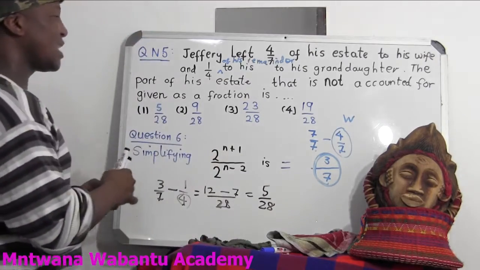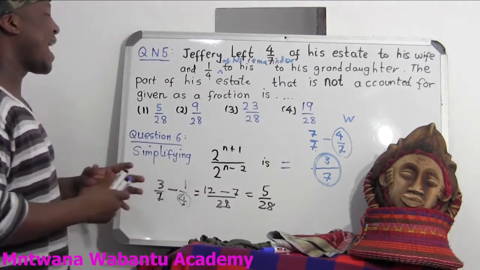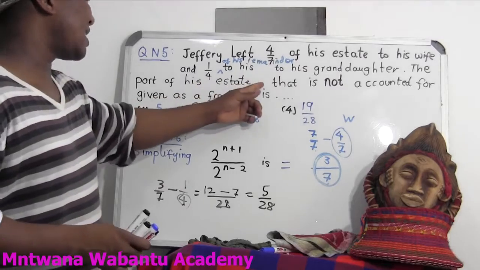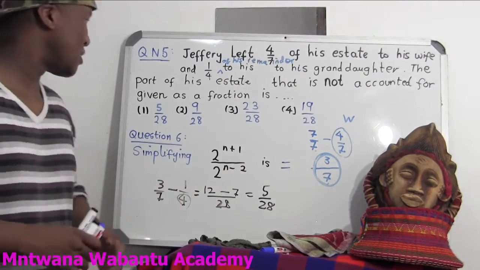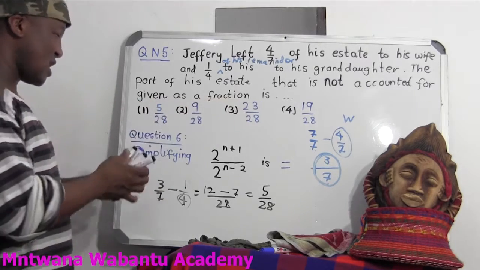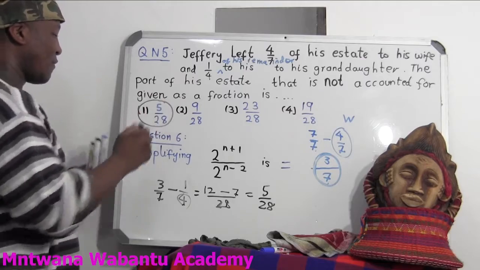So this is what he's going to be left with. They say the part of his estate that is not accounted for means, in other words, what he is left with, given as a fraction. So this is our final answer, 5/28.